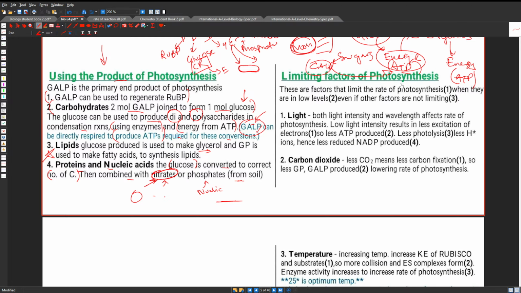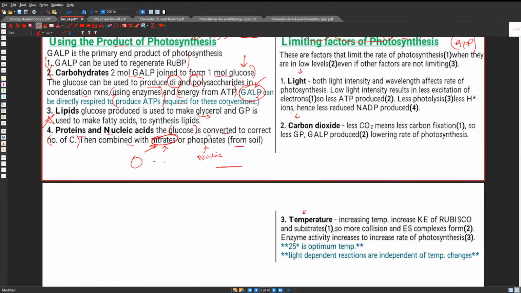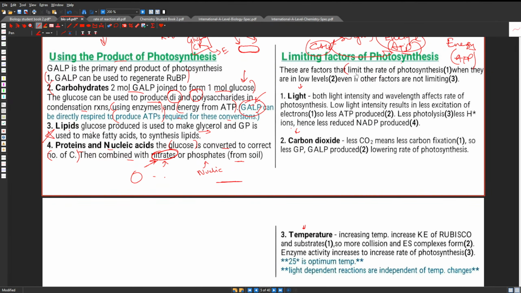So yeah. Now, limiting factors of photosynthesis: we already know it should be light, temperature and carbon dioxide. Anything else? No, right? These are factors that limit the rate of photosynthesis when they are in low levels, even if other factors are not limiting. That's how you define what a limiting factor is: a factor that limits the rate of something when it is in low levels, even if other factors are in high levels.